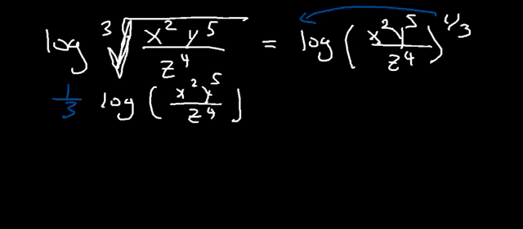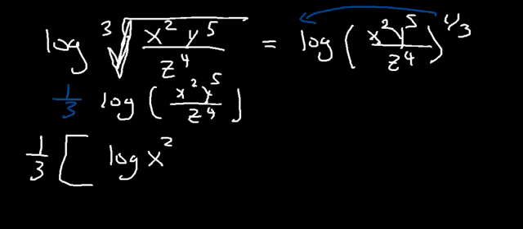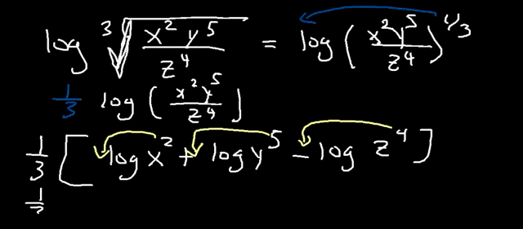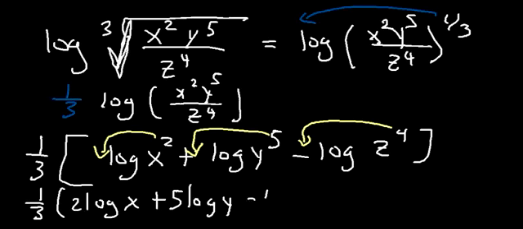Now we can expand it into a sum and difference of logs. So we're going to keep the 1/3 all the way in the front. It's going to be distributed by everything. So we have 1/3 log x squared plus log y to the fifth. Z is in the bottom, so minus log z to the fourth. So now we're going to move the exponents to the front. So now we have 1/3 times 2 log x plus 5 log y minus 4 log z. That's our answer in factored form.